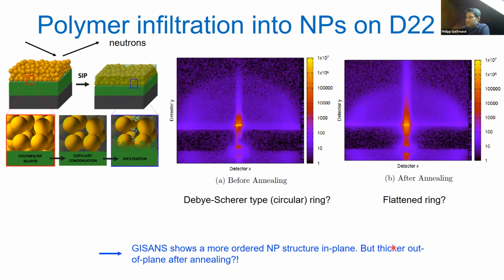But this is only qualitative analysis. We would need to do quantitative fits. I'm hoping for someone, another summer student, to come over to continue this work. So this is the kind of information you get from GISANS. So basically the in-plane structuring of the nanoparticles in this case.